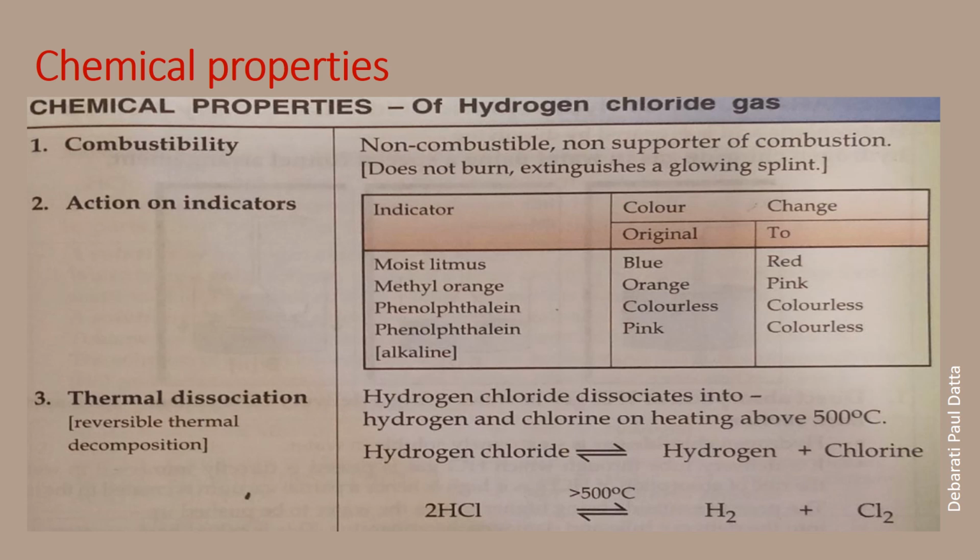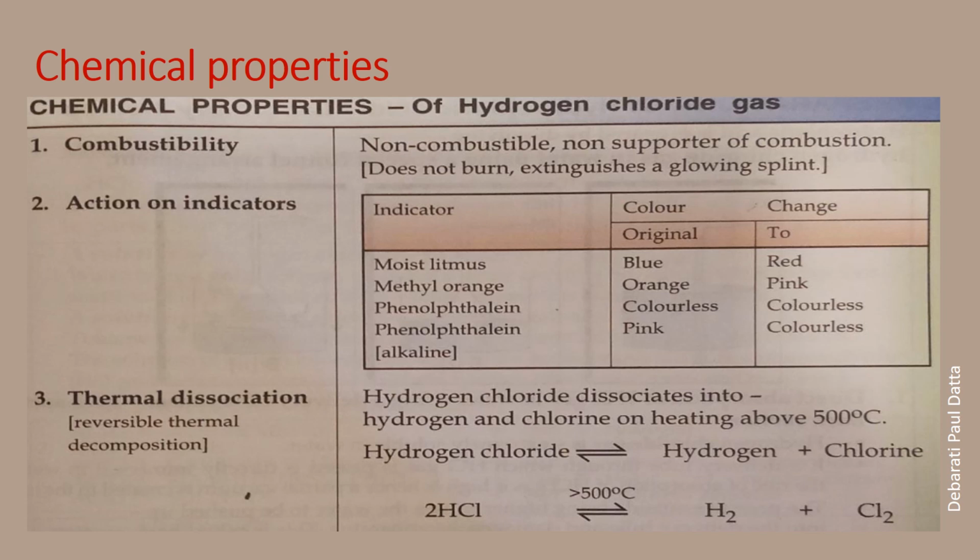Now what is the action of indicators? Moist litmus paper, which is originally blue, changes into red in presence of hydrogen chloride gas. Methyl orange, which is originally orange, turns pink in presence of hydrogen chloride gas. Phenolphthalein, which is originally colorless, has no change, it remains colorless. And alkaline phenolphthalein, which is pink in its original color, changes into colorless in presence of hydrogen chloride gas.